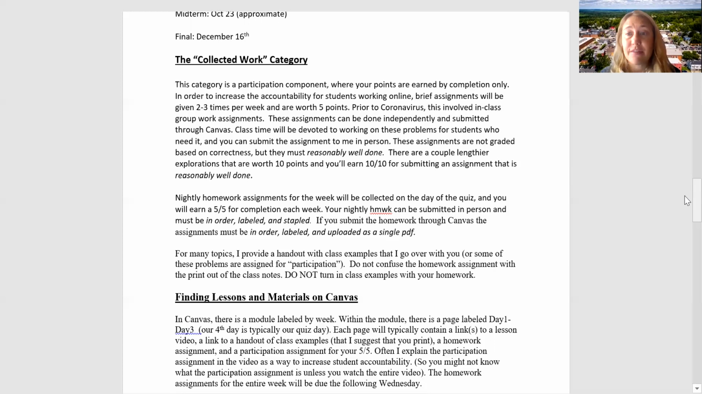They're quick. They're like a problem or two. And I don't grade them based on right or wrong. So even if you turn it in and your answer is wrong, I do say that they have to be reasonably well done.